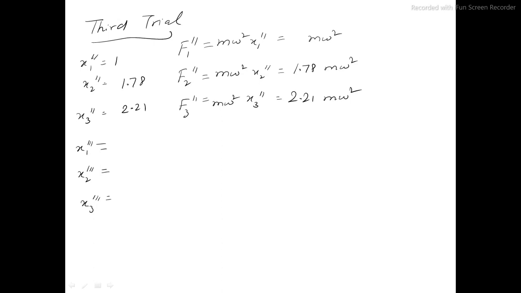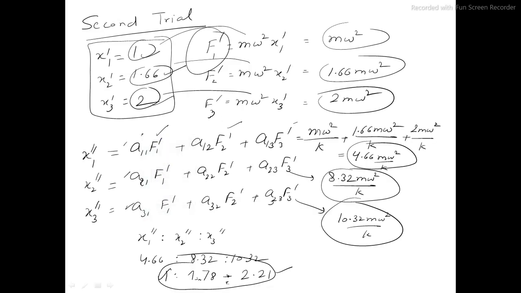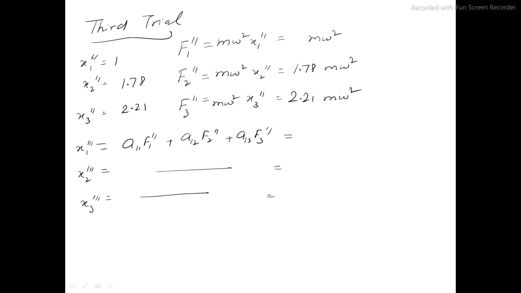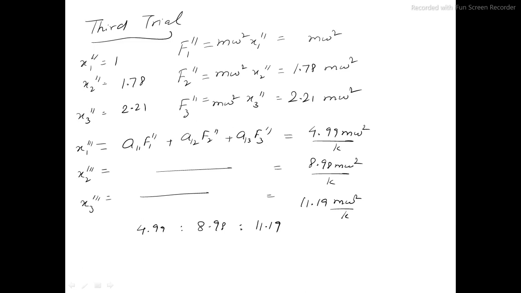Again apply the formula like we have done for the influence coefficients: a11 F1 double dash plus a12 F2 double dash plus a13 F3 double dash. I'm not writing these because you can see these formulas are already marked here, so you can practice by your own. After putting the values, you will get this as your answer in the first step. First x1 triple dash and x2 triple dash would be like this, and this would be your value. So now again make the ratio. It is 4.99 ratio 8.98 ratio 11.19. Again divided by 4.99, because we are making it 1 at the first step, so it is 1.79 ratio 2.24.